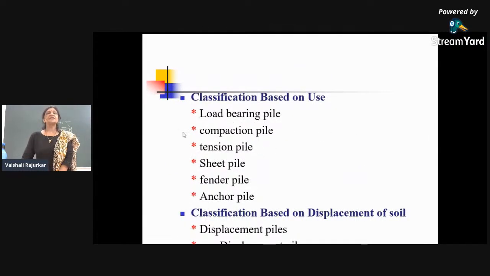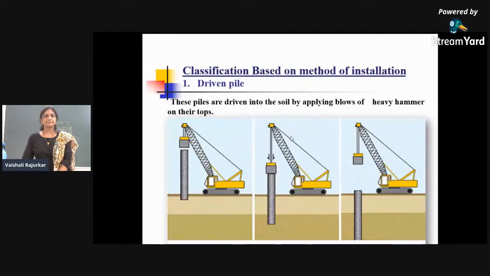Then the classification based on use. This is again the most important one, classification based on its use. Here the load bearing piles, as we all know, piles are used to transfer the load of the superstructure to the hard strata. So then the function is the same, and it will be called a load bearing pile, where the piles are used to transfer the load of the superstructure to the hard strata. Then the second type of pile is called a compaction pile.